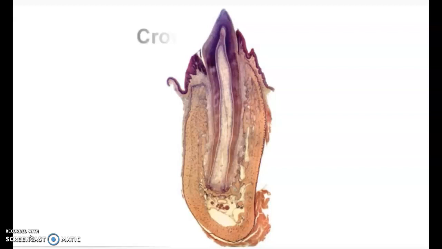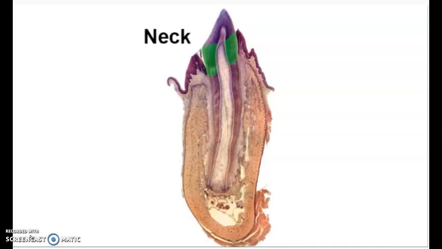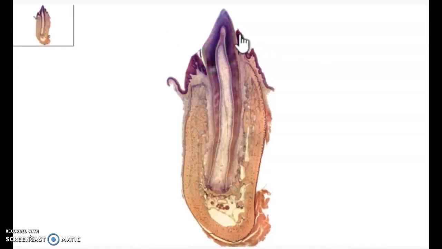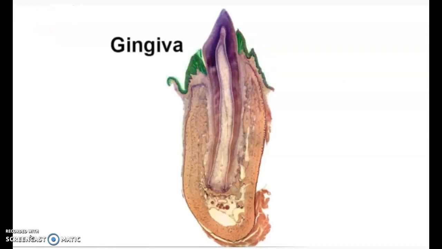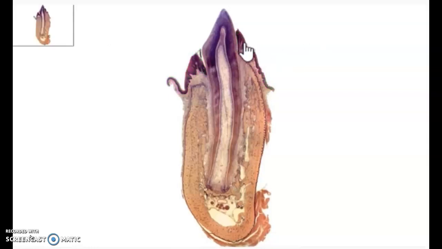That's known as the crown. And the next region down right here, this area just covered by the gum, is known as the neck. This is the neck. And typically the neck lines up with this area, which is the gingiva, or basically your gums. Once you go below that, this whole area down here, it's known as the root of the tooth.